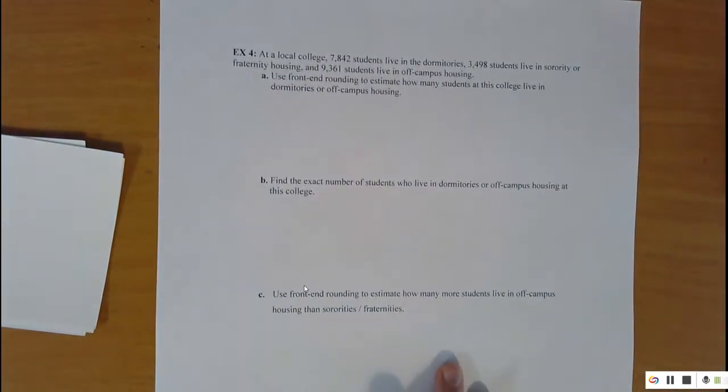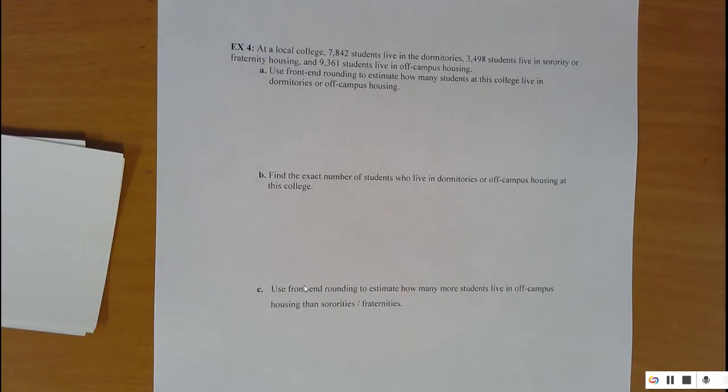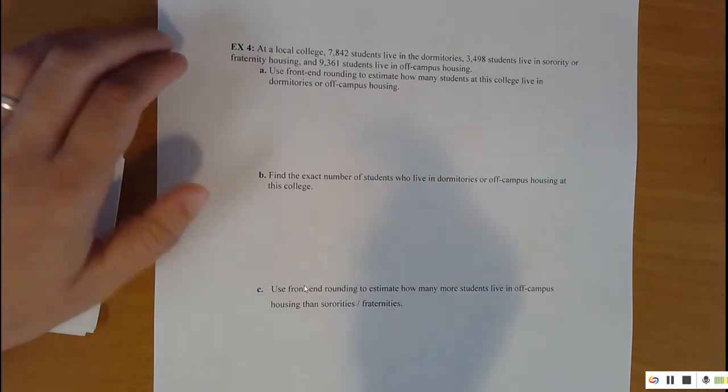The next thing we're going to do is a little bit of word problems. So in example 4, it says, at a local college, 7,842 students live in dormitories. 3,498 students live in sorority or fraternity housing, and 9,361 students live in off-campus housing. So in part A, it says use front-end rounding to estimate how many students at this college live in dormitories or off-campus housing. So let's look up that information first.